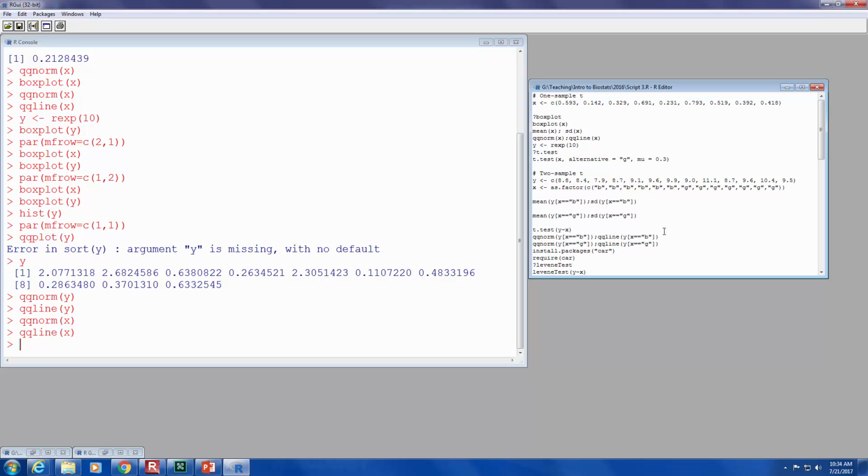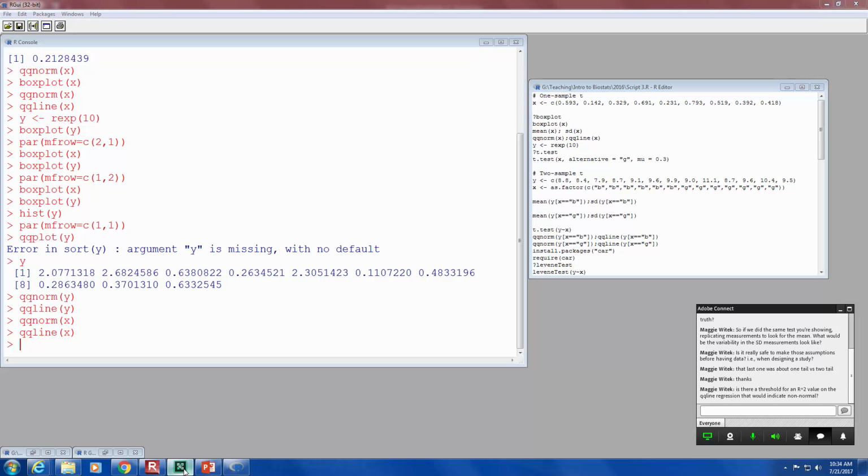Did somebody else say something? No, it doesn't look good. Is there a threshold for an R-squared value on the QQ line regression that would indicate? No, there's not a threshold. Because there are many reasons why you could get an R-squared value that's high, even when you have really bad fit to the line. I think probably a visual, and then a combination of the visual test along with maybe a true test of normality, which I haven't covered here, but it can be done with any statistical software.